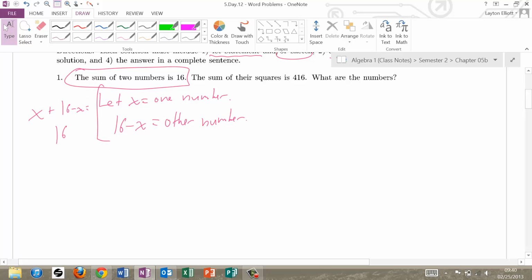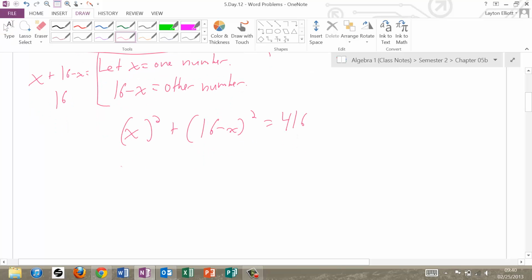So then it says the sum of their squares is 416. Well, squares means the number squared. We're going to take the one number and square it, and then take the other number and square it, and that sum is 416. So the first is just x squared, but then the 16 minus x squared we have to FOIL. That would be 256 minus 2 times 16 times negative x is 32x, then plus x squared.